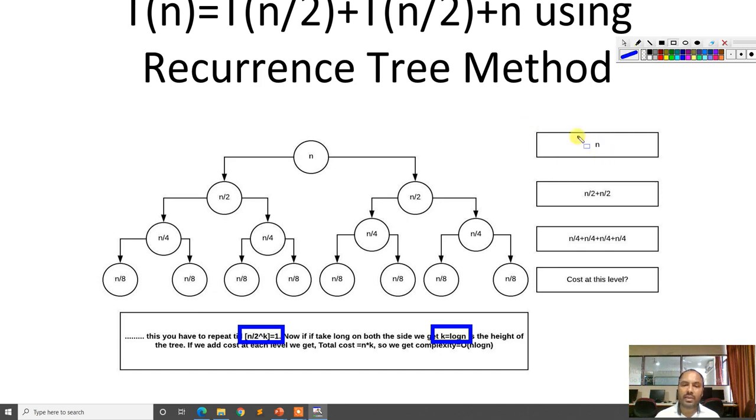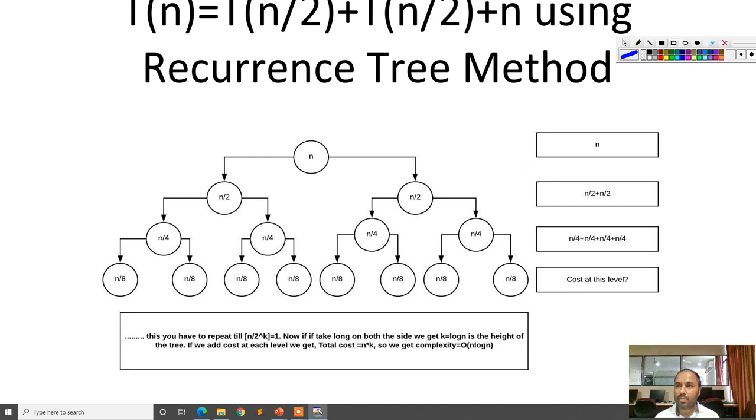So the time complexity will be the height of the tree multiplied by the cost at each level. Here the cost at each level is n and the height is k, so it is going to be n multiplied by k, and as we have already found, k is equal to log n. So the time complexity for this recurrence equation is going to be order of n log n. I hope it's clear.